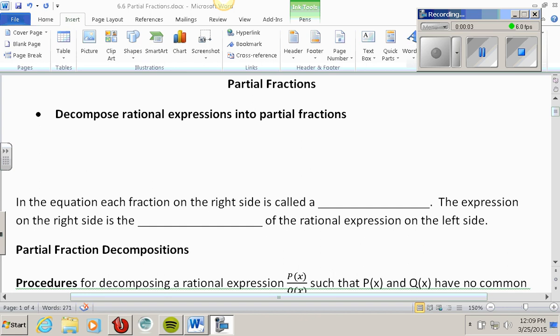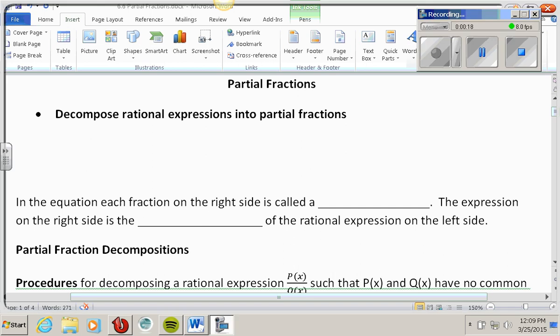This is Mrs. Cucci's College Now Pre-Calculus class. The topic we are focusing on is partial fractions. So our objective today is to be able to decompose rational expressions into partial fractions.